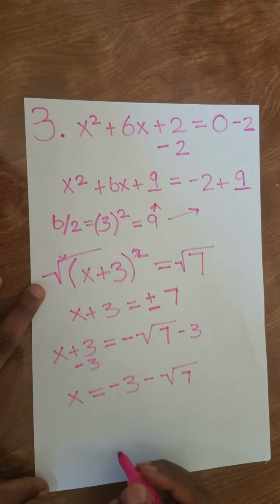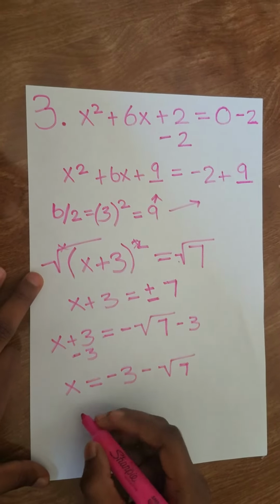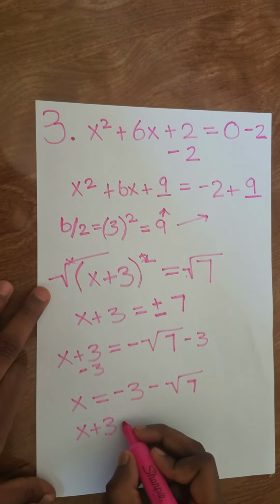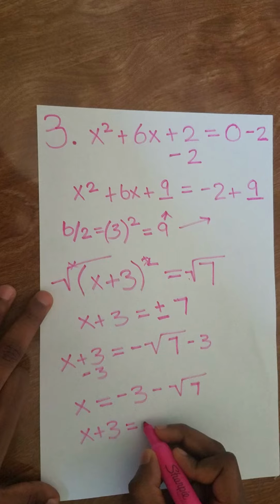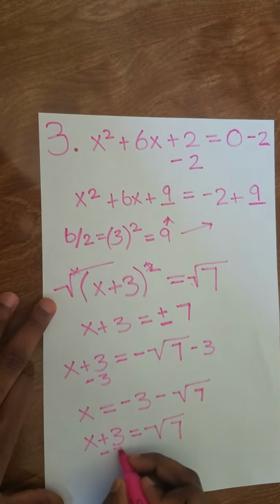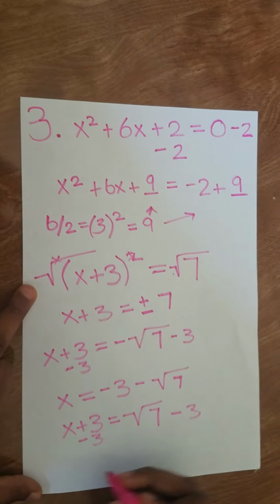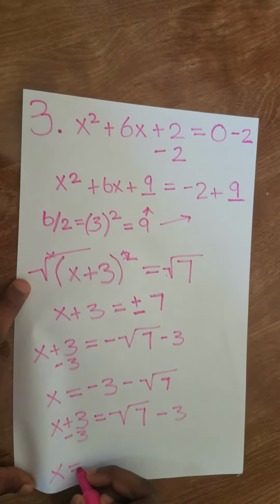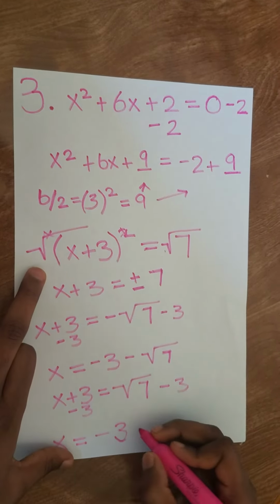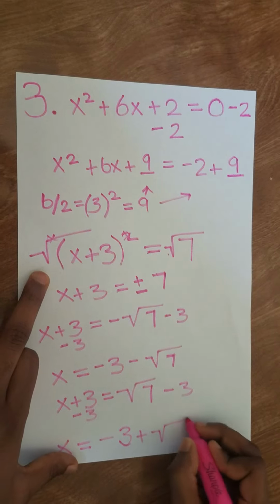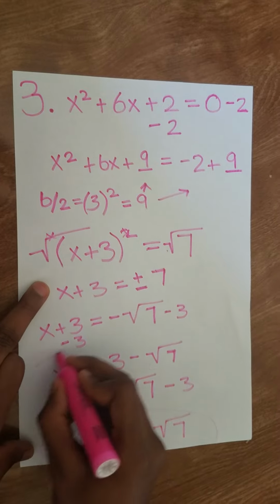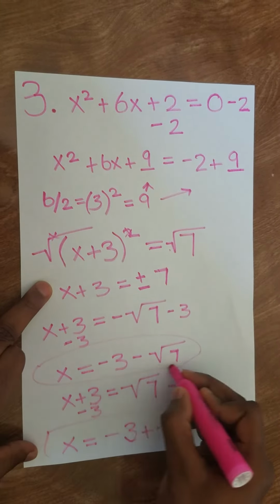And our next equation, which would be x plus 3, which would equal positive square root of 7. So we would need to subtract 3 from both sides again, which would just give us x equals negative 3 plus root 7. So then again, we get our two answers by factoring.